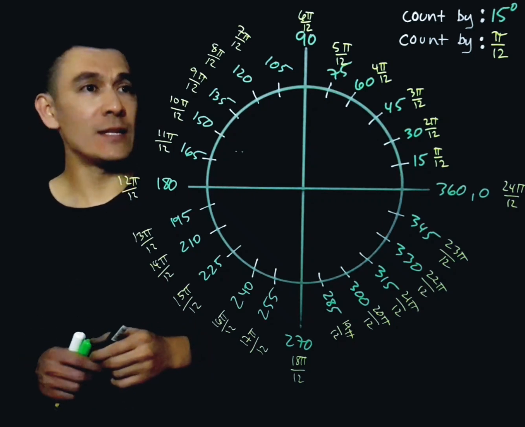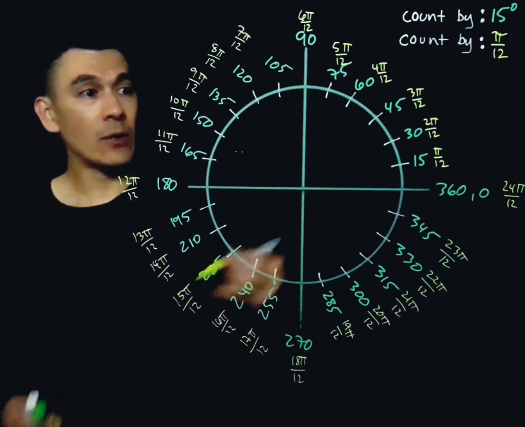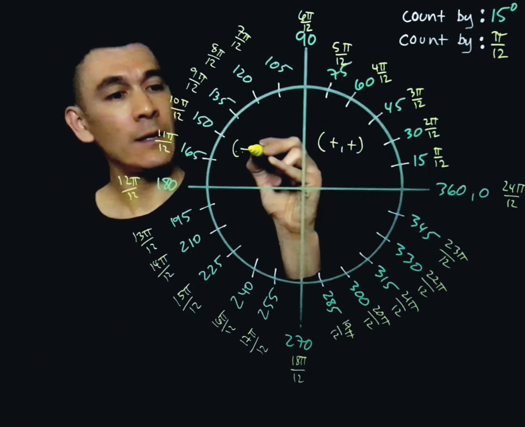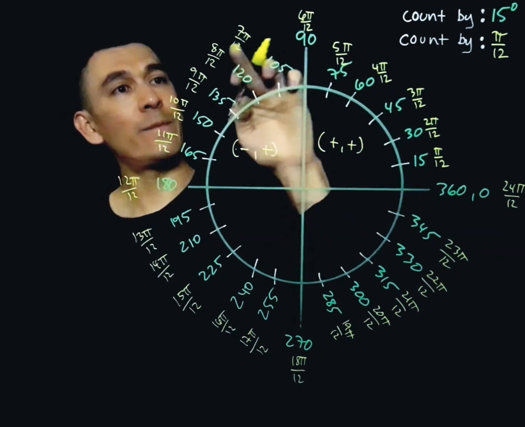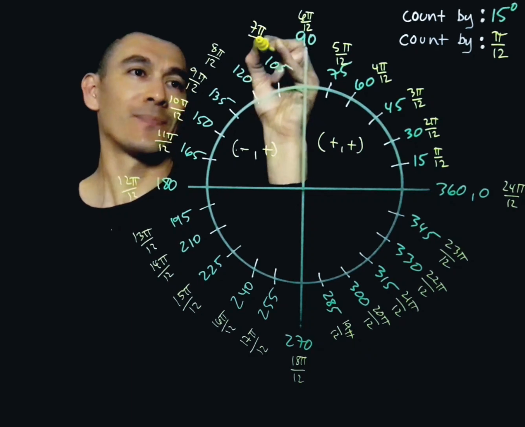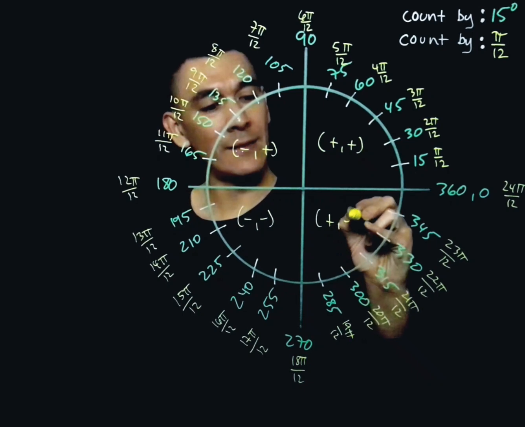Really, the only thing left to discuss would be all of the coordinates, okay? Now recall that in quadrant 1, it's positive, positive. Here it's negative, positive. And in quadrant 3, it would be double negative. And then in quadrant 4, positive, negative.